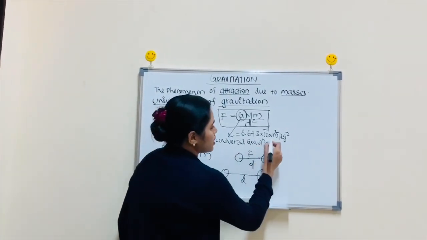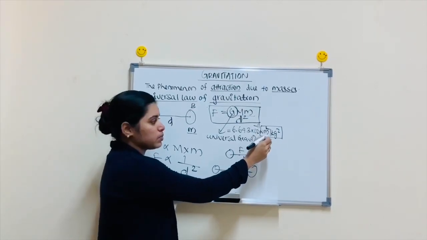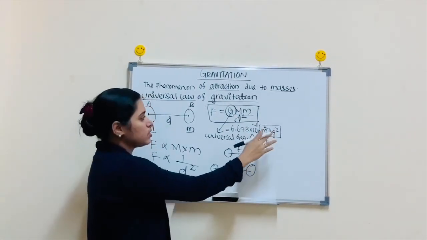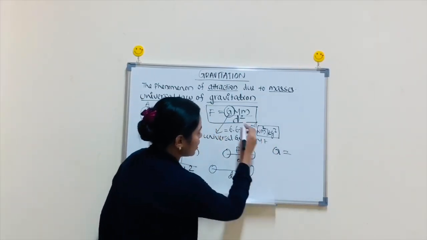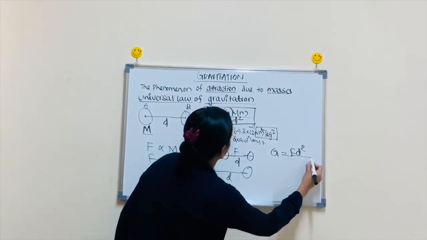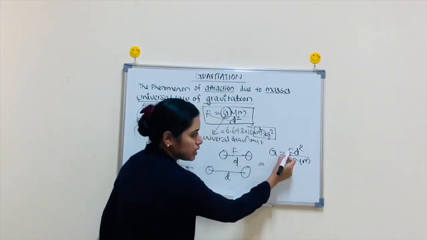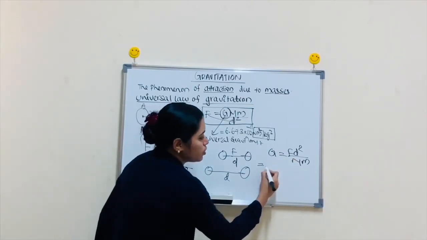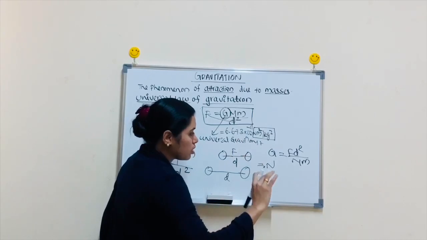Then we can check how we arrived at this unit of G, Newton meter square per kilogram square. From this equation, we can write G as F into d square divided by M into m. In order to find the unit, what is F? F is force. The unit of force is Newton. And what is d? d is the length.